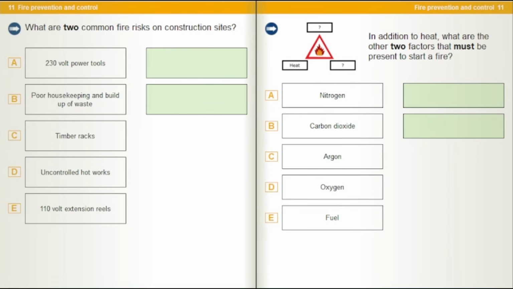In addition to heat, what are the other two factors that must be present to start a fire? Nitrogen, carbon dioxide, argon, oxygen, fuel.